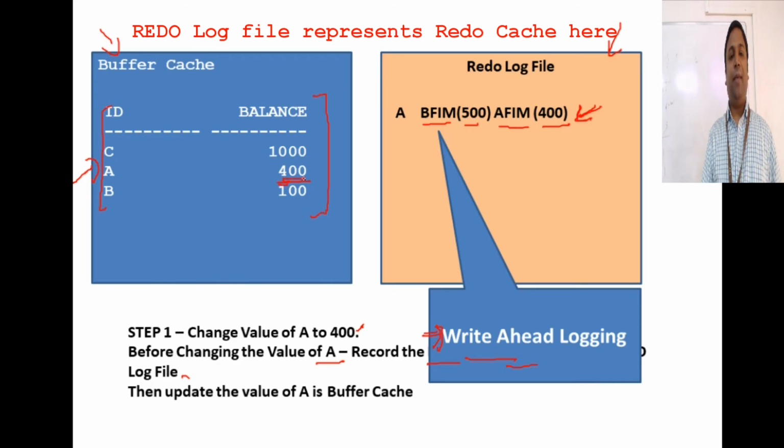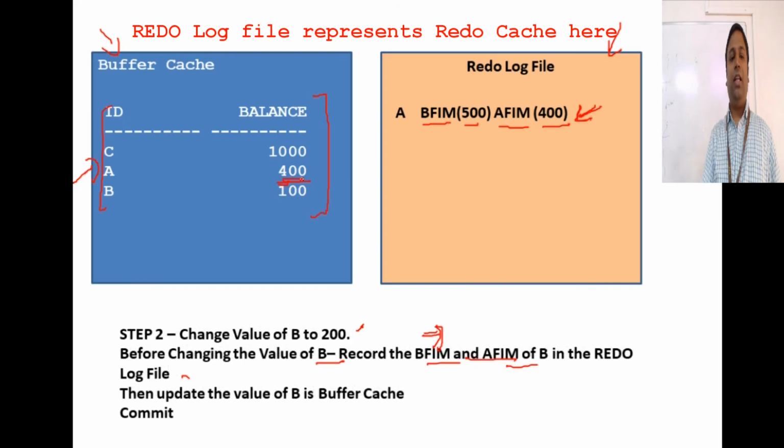Once this change has happened, what is the next step in my transaction? I have to add 100 rupees to B. So what is that step 2? Step 2 is nothing but change the value of B to 200. I have to add 100 here. Before changing anything here, what will I do? I will log it here in the redo log file. The before image of account B is 100, the after image is 200. I'll log it, and then I will go and change it in the buffer cache. See, now it is going to 200 rupees.